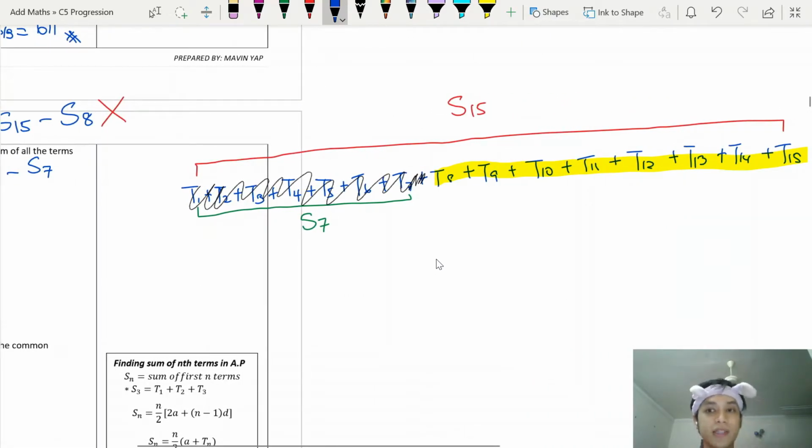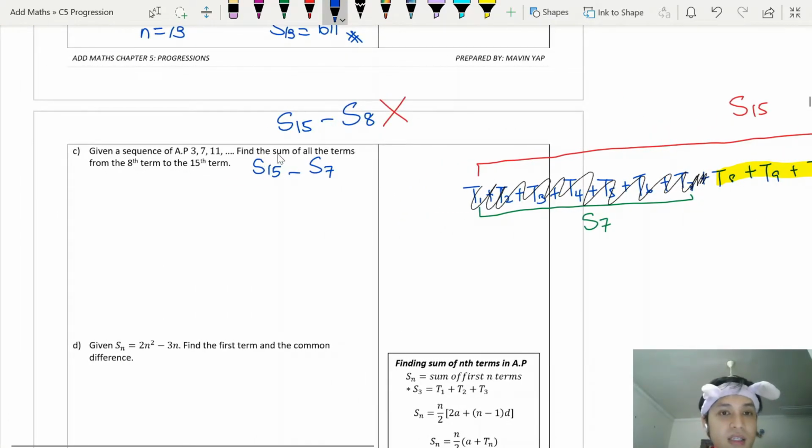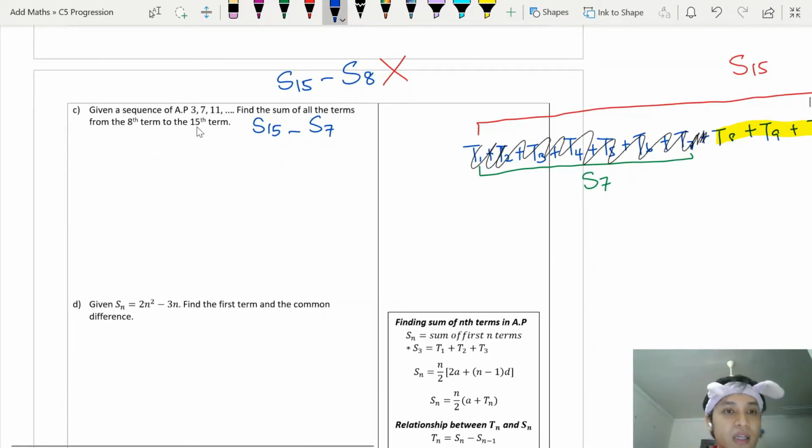I'm just going to show you this part again. You need to understand why it is not minus S8. I want from 8 to 15, meaning the yellow part here. If I want the total of the yellow part, I take the overall and minus off the front 7, so I'm left with this part. This is the total for the highlighted part, which is term 8 until term 15. So to find the sum of all terms from the 8th term until the 15th term, your formula is S15 minus S7.